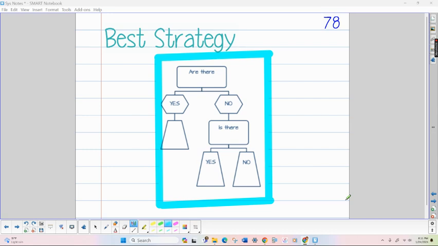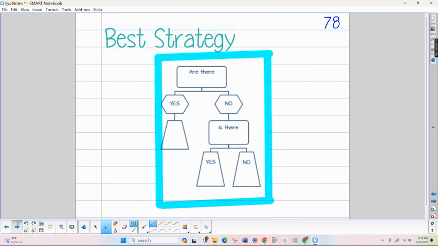Hey everybody, just a quick video about how we can figure out what is the best strategy to solve a system. So we're going to be working here on page 78 of our notebook. So if you take that blue paper and glue it down on page 78, and when you're ready, hit pause. When you're ready, hit play, and we're going to go over what we're going to fill into this flow chart.